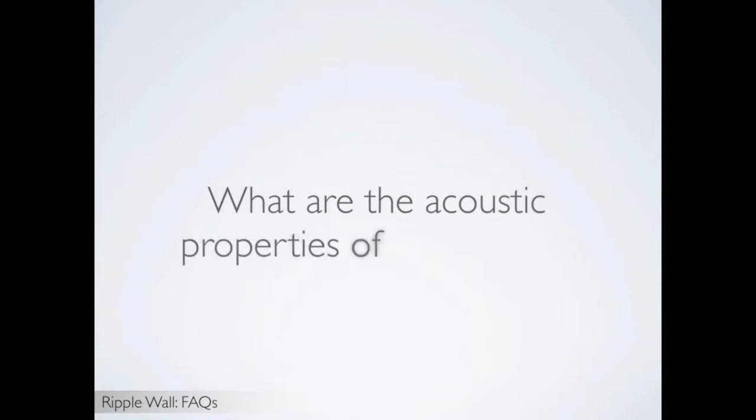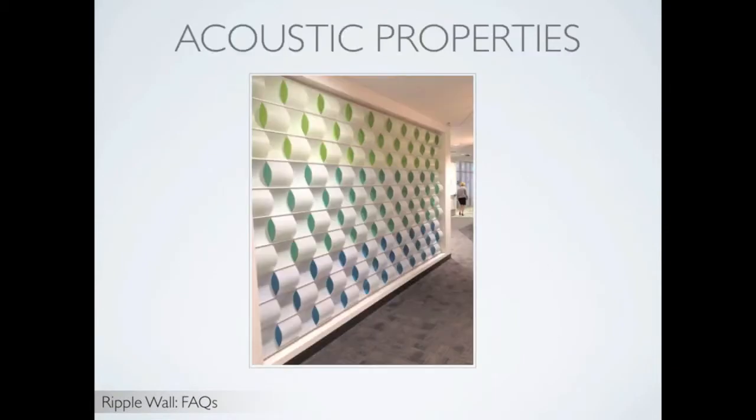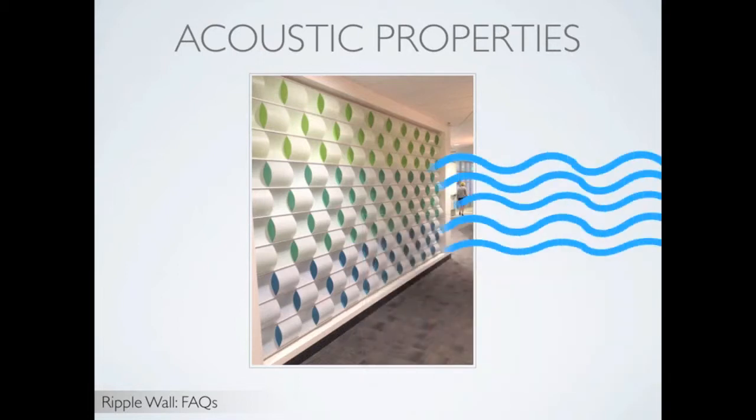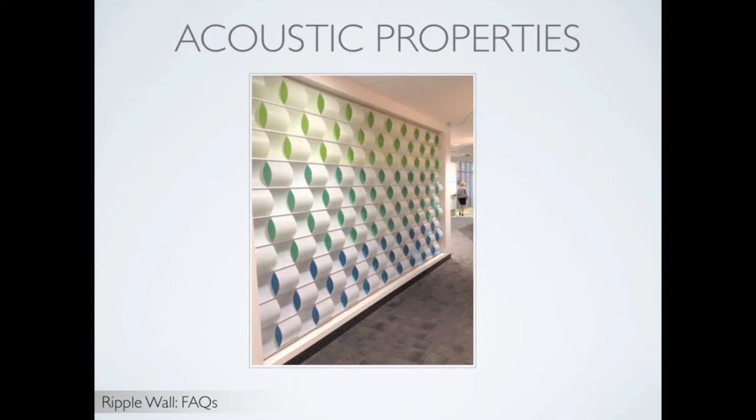What are the acoustic properties of Ripple Wall? Ripple Wall does not have the same strong absorptive properties as woven wall, but it does carry some acoustical value due to its texture. The texture and angles of Ripple Wall diffuse or scatter sound, decreasing reverberation time relative to a flat wall surface.